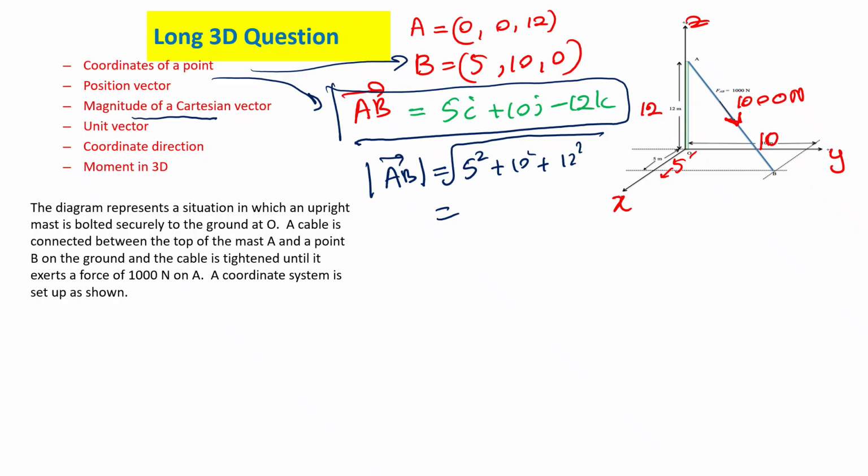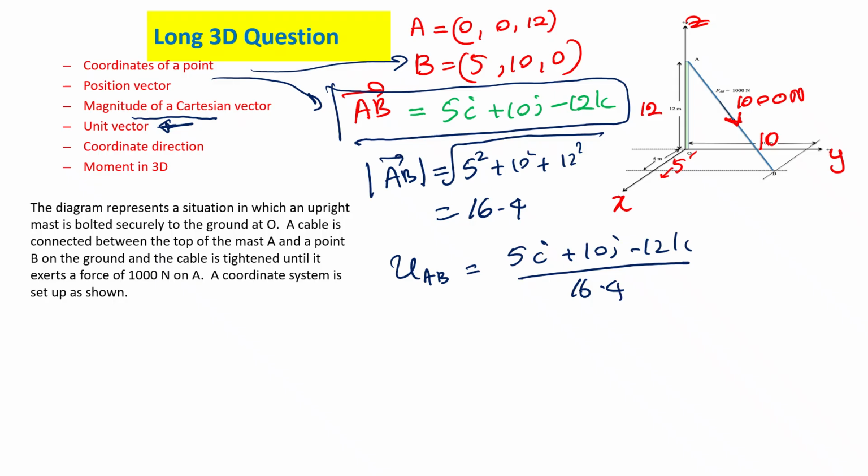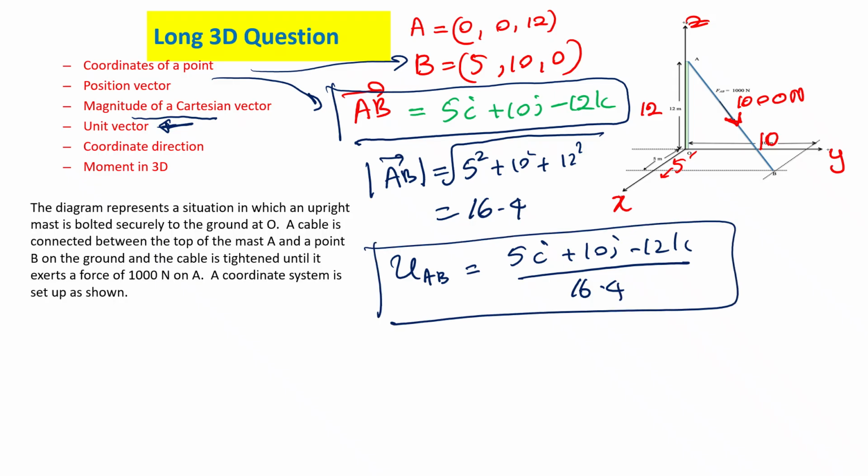What's that? Yeah, 16.4. Okay, there. Now the unit vector, this part. Unit vector UAB. How do you find the UAB? 5i plus 10j minus 12k, you divide by 16.4. Am I right?